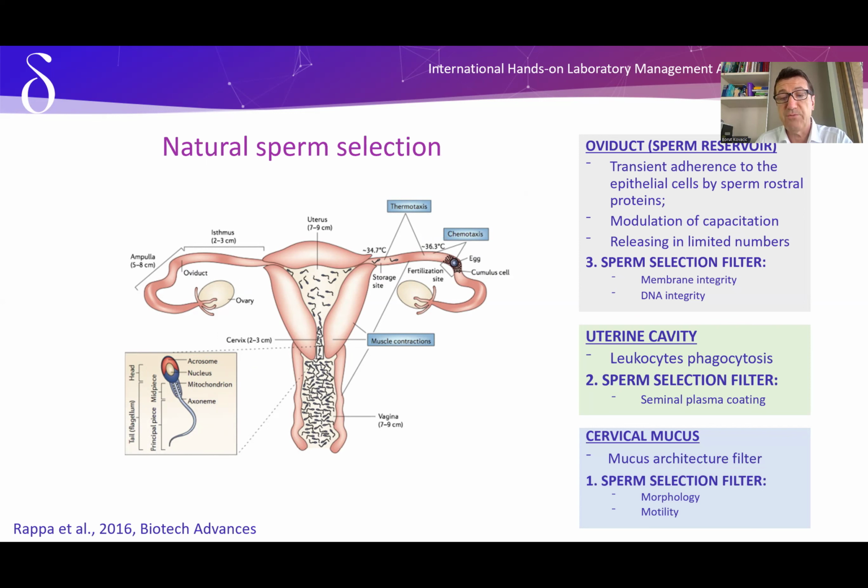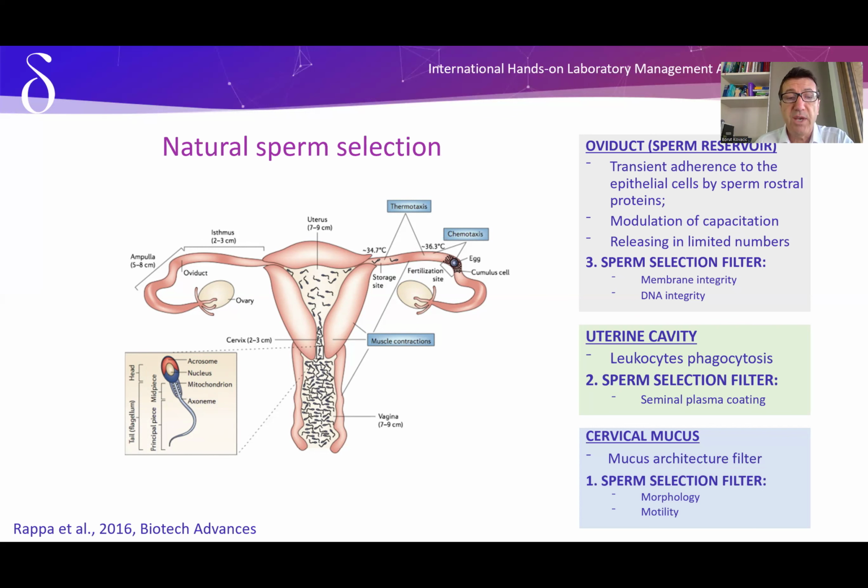The first sperm selection filter is definitely cervical mucus. It is known that the architecture of mucus represents a filter, and there is just a limited number of days when the sperm are allowed to swim through the cervical channel. The sperm there are selected according to morphology and motility, and once they reach the uterine cavity, they meet leukocytes that start with phagocytosis, particularly of sperm that are not protected with seminal plasma.